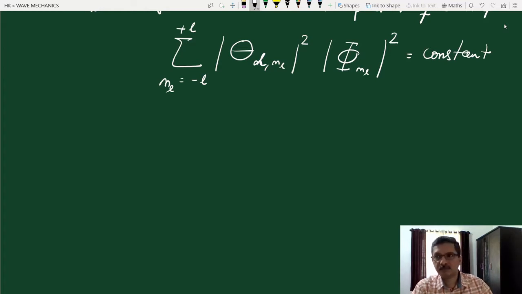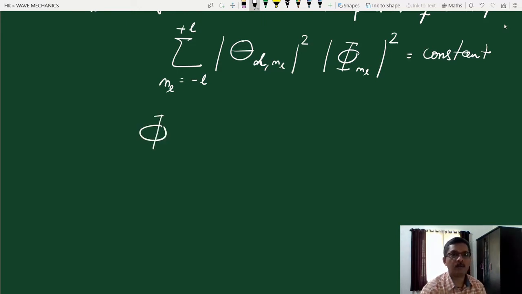So let us try to verify this Unsold theorem first. Before we study how the probability densities vary with angle, let us first see whether this Unsold theorem is correct or not. That means if all the ml states are completely filled for a given L, then the sum of probability densities is independent of theta and phi. It's a constant. Now we can rewrite this Unsold theorem in this way.